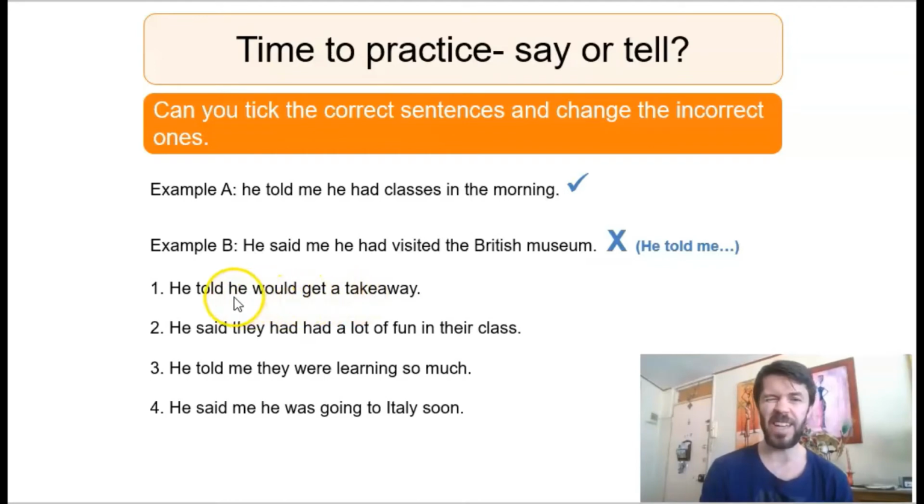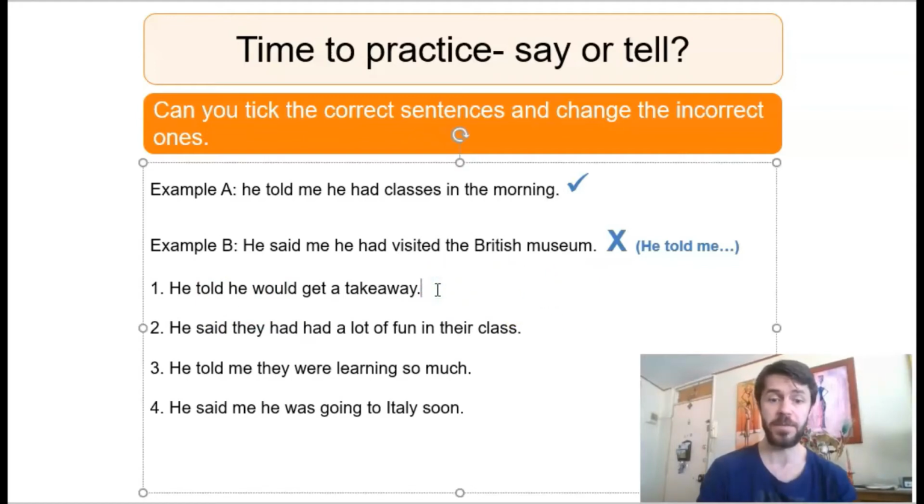He told he would get a takeaway. It's not right, because it's tell someone something. So he told me he would get a takeaway, or you could use said, and then it would be he said he would get a takeaway. Good. Number two. He said they had had a lot of fun in their class. That's correct, because it's say something. So that one you can tick.